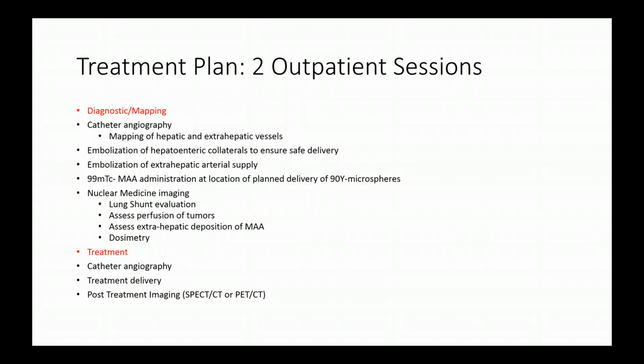Again, we repeat the catheter angiography. The details have already been delineated on the day of the diagnostic portion, but then we get to the site where you want to deliver your treatment, and then we do post-administration imaging, either SPECT CT, which is the standard, mostly in the United States. In Europe, a lot of people are doing PET CT, because that's where we know that we deposited our activity in the tumor, and I'll show you some images of what we do.